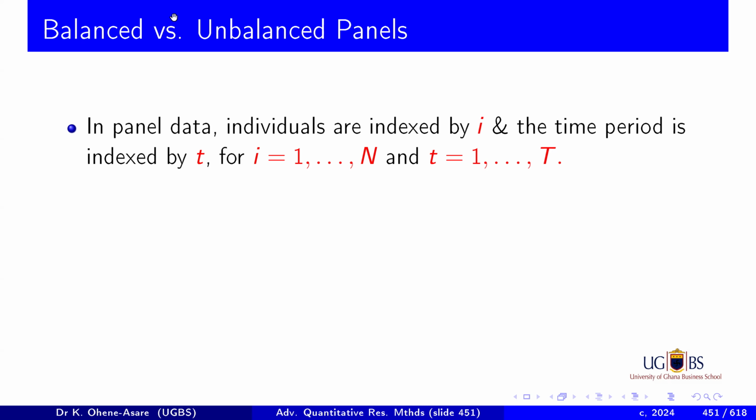On top of your head. Someone. Yes, please. So I think with the balanced, the population remains the same throughout the period under analysis, but with the unbalanced, the sample changes from time to time, or the sample varies over the period under analysis.